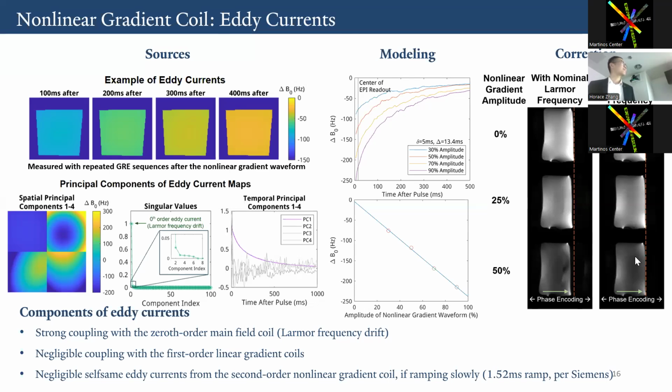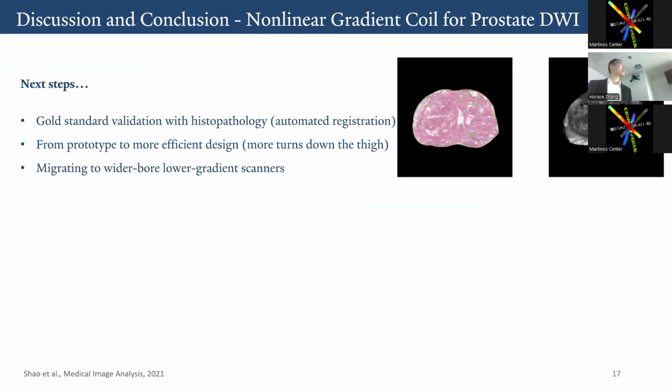I'm going to give a conclusion to this project. So the next step would be to have a gold standard validation with histopathology to demonstrate the short TE brought about by the nonlinear gradient coil. And we actually can do the automated registration for the histology maps and MRI. So from the prototype, we can actually design a more efficient coil, for example, more turns down the thigh that still fits the body, but has higher efficiency. And we're also considering migrating it to wider bore, lower gradient scanners such as VIDA.